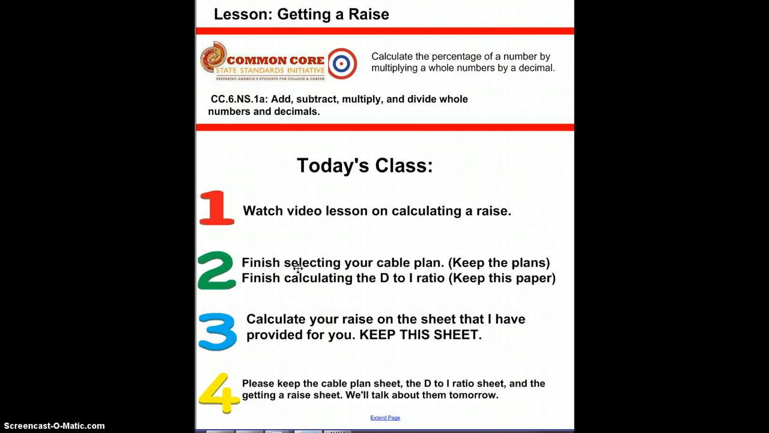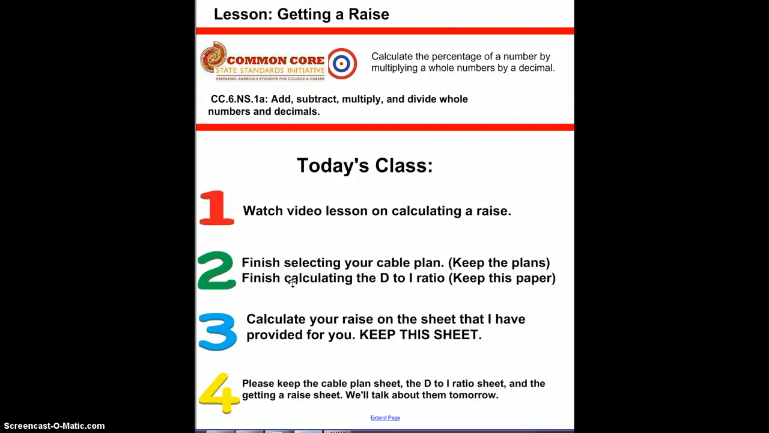Afterwards, you're then going to finish selecting your cable plan. I want you to keep the cable plan sheet at least until Friday, because on Friday we're going to debit the value, and you'll record that in your checkbook register, and you'll have that value for the remainder of the year. But don't throw out that cable plan sheet.